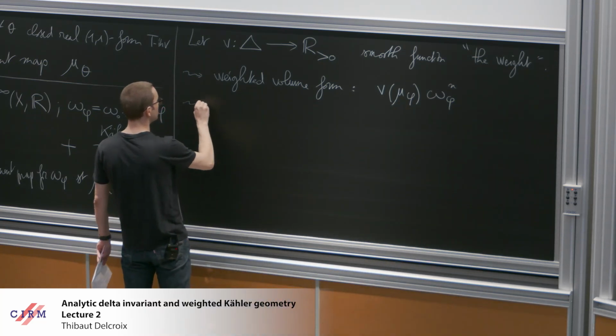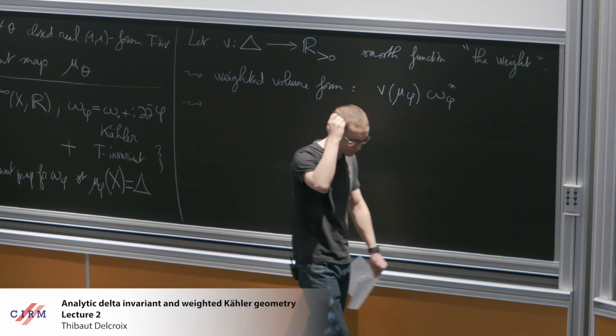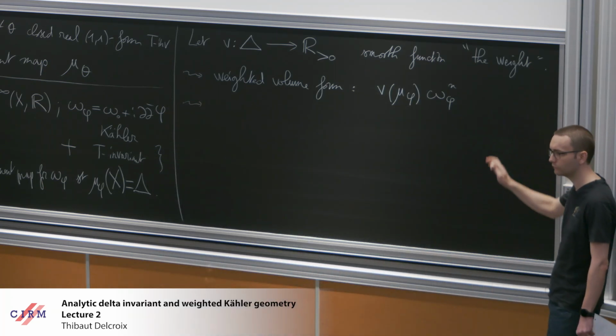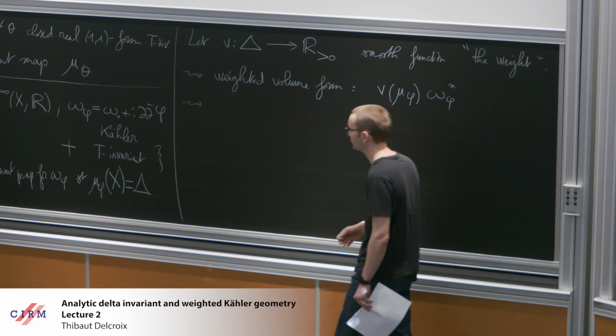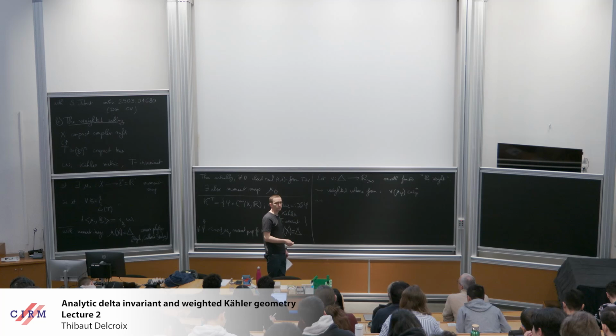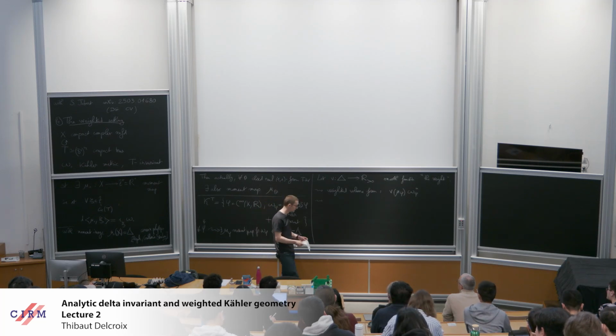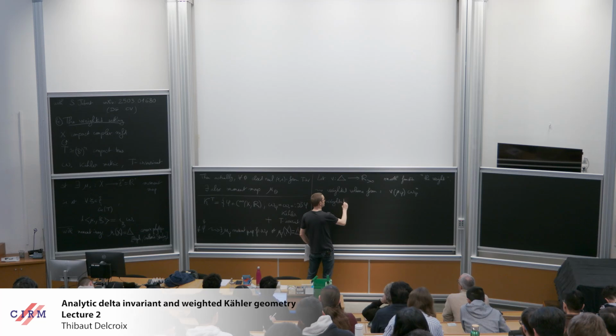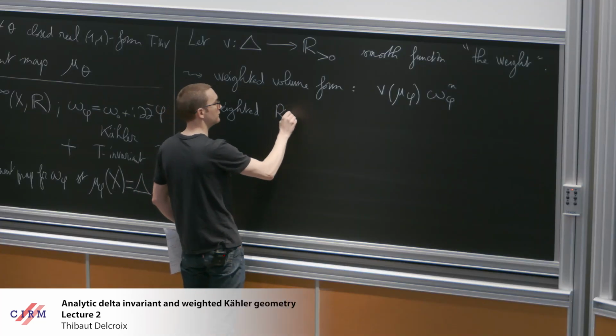Okay, and then I tried to say this yesterday. Most of Kähler geometry is about volume forms, at least for canonical Kähler metrics. So from this notion, you can define new versions of canonical Kähler metrics. So first, new notions of curvature. So the weighted Ricci curvature.